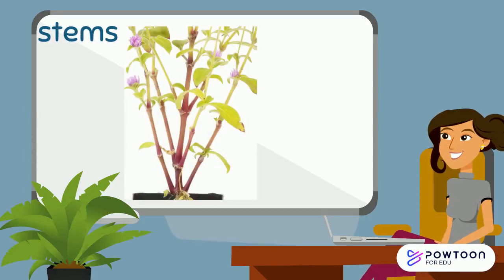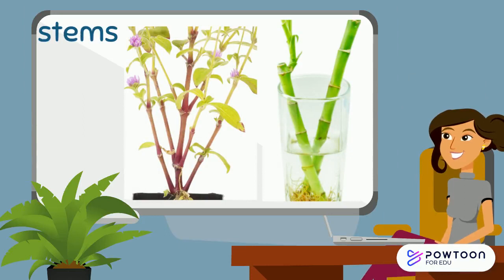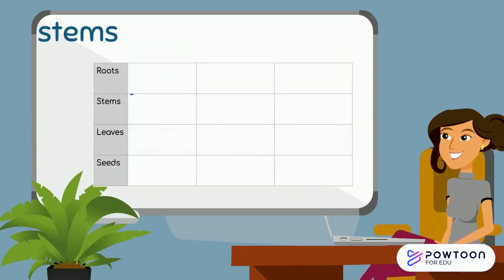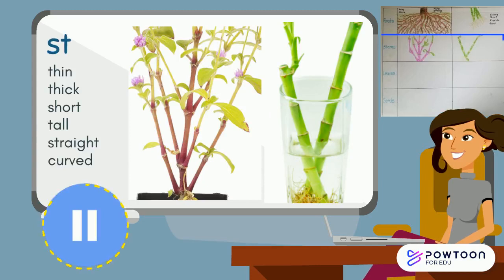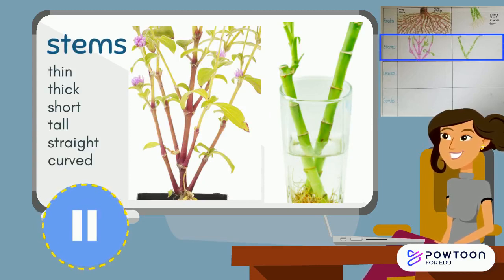So let's look at another plant part. These are both photos of stems, but their structure is a little different. Your next job is to observe the stems in each photo, draw what you see, and add some describing words. Go ahead and pause the video now.